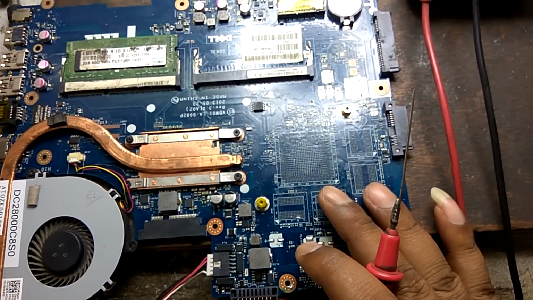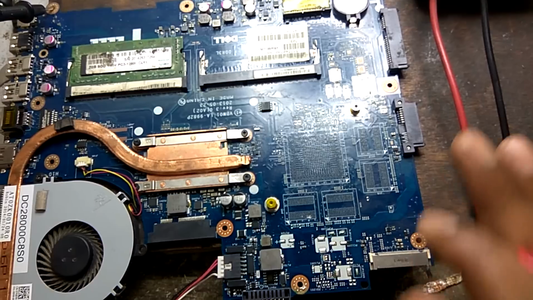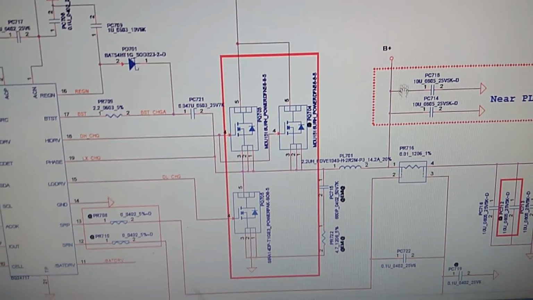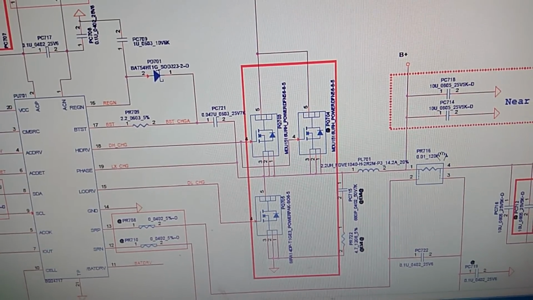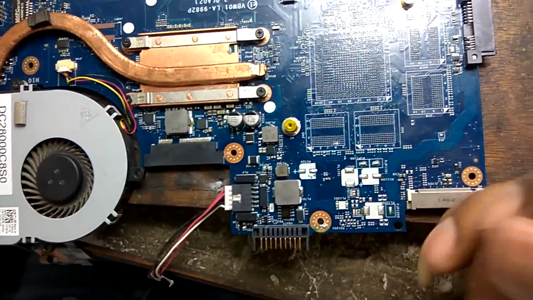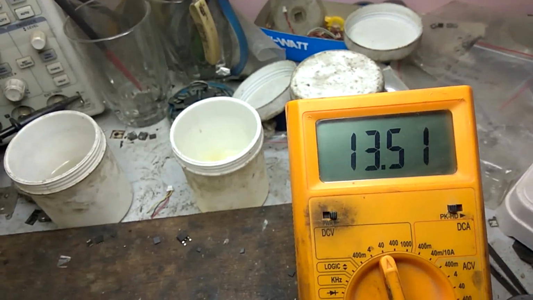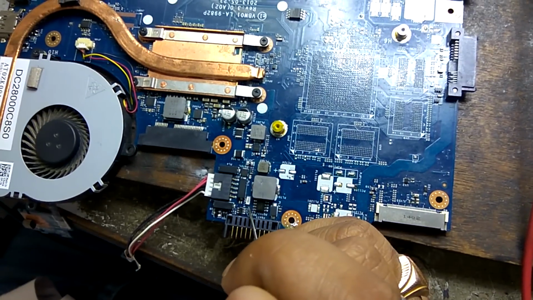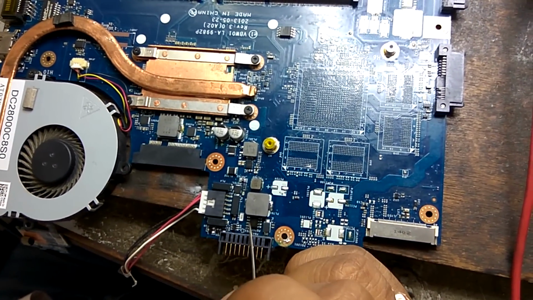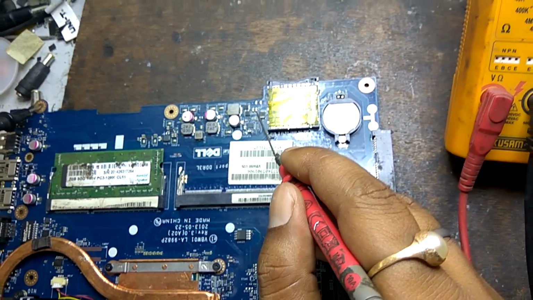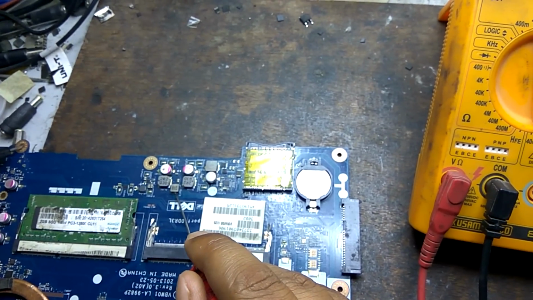Now we check the B plus signal. As we can see, B plus is coming from PL701. It's connected with PL701 and PR716. Now we check whether this voltage is coming or not. On PL701, it's 13.50 on both sides. Voltage okay. Everywhere 13.53. Now we check at every section. Here it is 13.51.